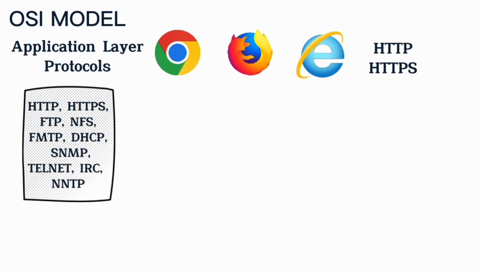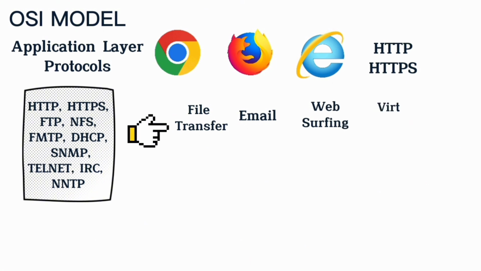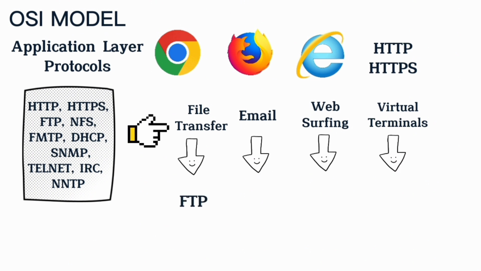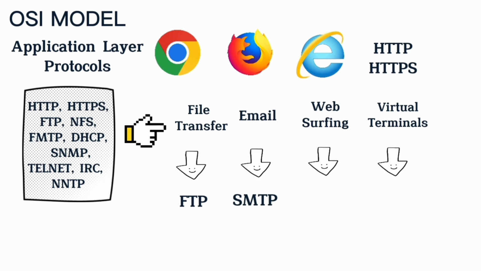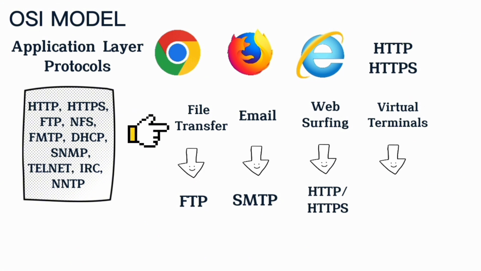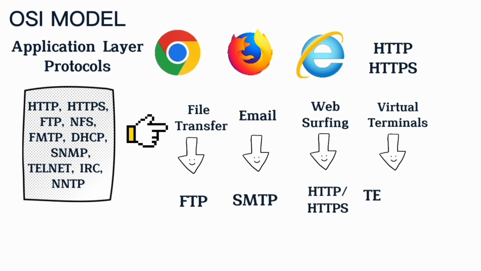HTTP, HTTPS, FTP, NFS, SMTP, DHCP, SNMP, Telnet, IRC, and NNTP. All of these protocols form the application layer. These protocols serve end users for file transfer, email, web surfing, virtual terminals, etc. For file transfer, it uses FTP. For email, it uses SMTP. For web surfing, it uses HTTP or HTTPS. And for virtual terminals, etc., it uses Telnet.